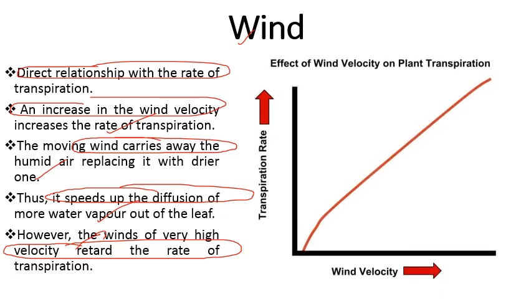So this is the graph which shows the relation of transpiration and wind velocity. We can observe from this graph that on the x-axis there is wind velocity, and the y-axis shows the transpiration rate. So there is an increase in the rate of transpiration with an increase in wind velocity. There is a direct relation, and it is up to a certain limit, and after that it will stop the rate of transpiration if the wind velocity is very high.